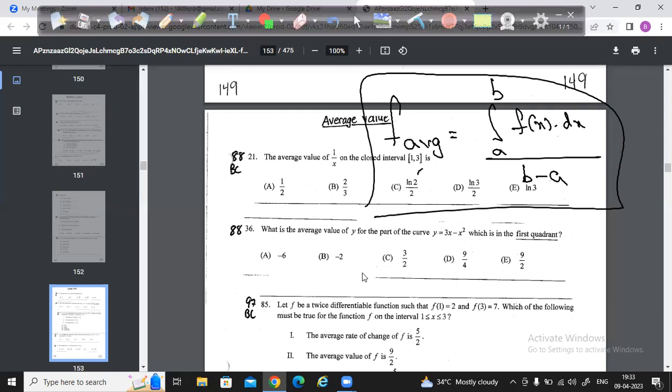One upon 3 minus 0, integral of 0 to 3, f of x into dx. f of x is given as 3x minus x square. So 1 upon 3 integral of 0 to 3, 3x minus x square into dx will give the average value of the function 3x minus x square in the first quadrant.